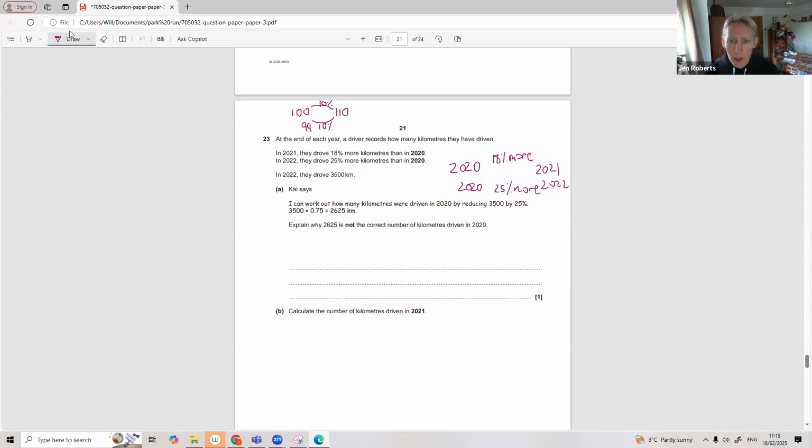What I would do is divide it by the multiplier. So we know x, if you increase something by 25%, you've got 125%. Change that into a decimal is 1.25. So reverse it, divide both sides by 1.25. You get 28,000. So explain why he's not correct. He's not divided by 1.25.